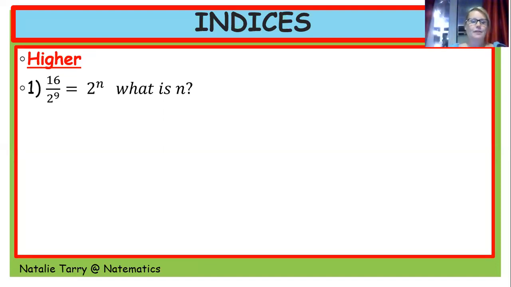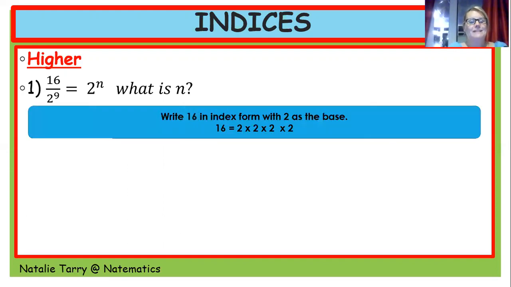Okay, so my first tip is when you look at a question like that, you've got something to the power, you've got 2 to the power of 9, you've got 2 to the power of something here. So therefore, to make it easier, if we represent that 16 as 2 to the power of something, we can use the index rules that we have learnt.